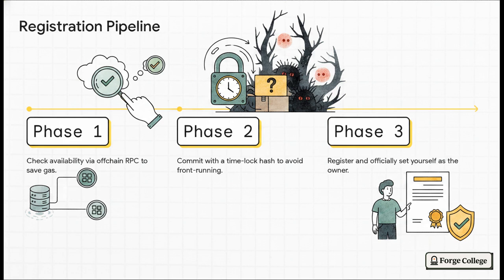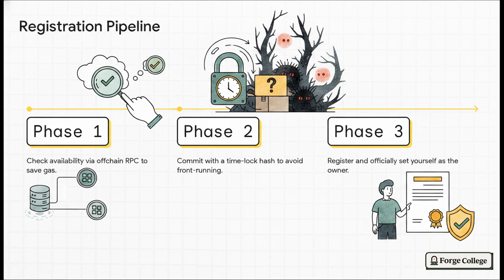If it's free, we hit Step 2, which is the commitment phase. This uses a time-locked hash. Why? Well, because the blockchain is essentially a dark forest. If you just broadcast to the whole network, hey, I'm about to buy this incredibly cool name, front-running bots will instantly spot your transaction in the mempool, steal your brilliant idea, snatch the name before you, and then try to sell it back to you at a massive premium. So the commitment phase hides your intended name behind a hash to protect you.